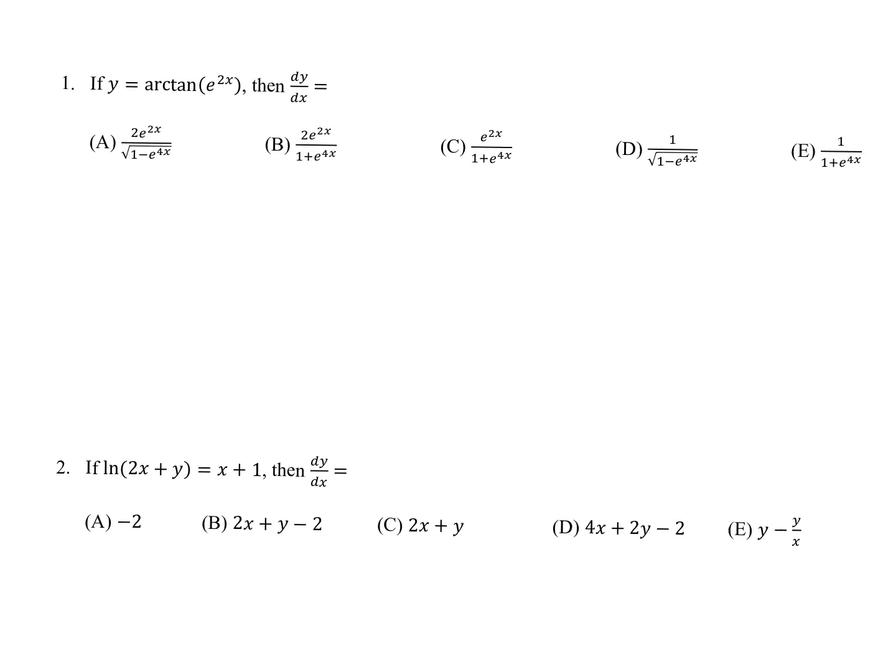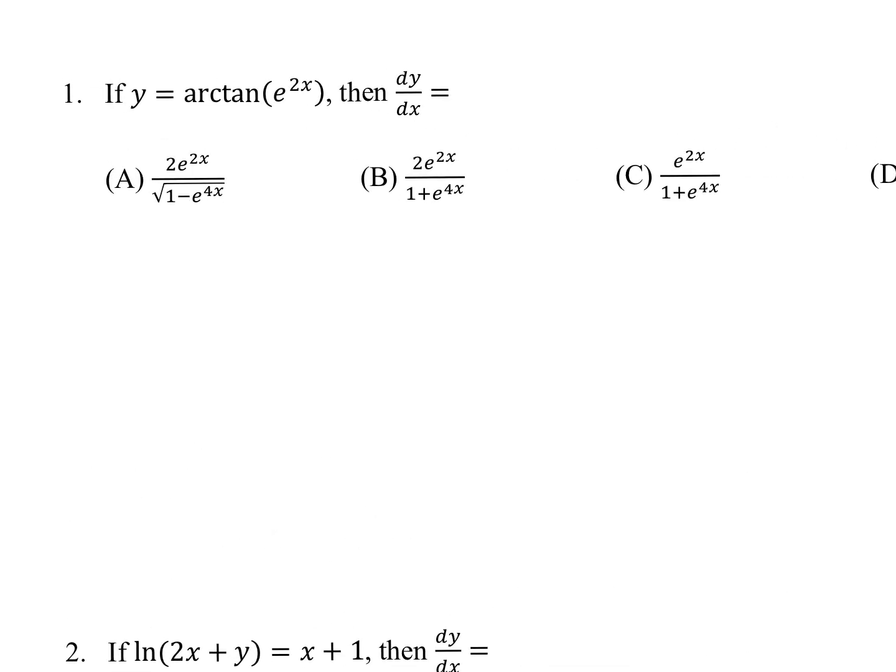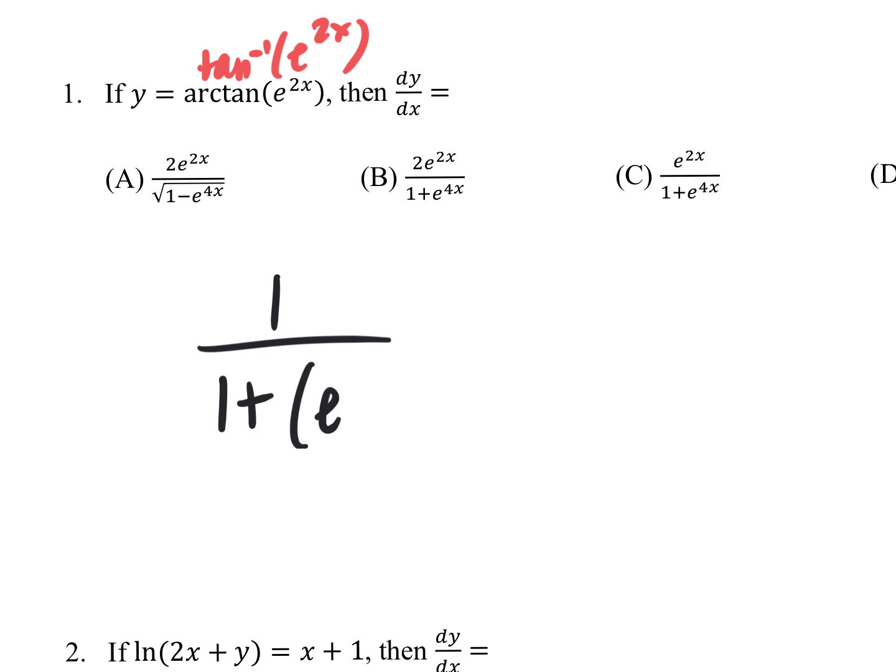Arctan is the same as inverse tan, and that's how I have them written up here. They're asking what's the derivative of it. Inverse tan is Mrs. Turner's favorite because there's no square roots and there's no minus signs. So I know it's going to be 1 over 1 plus the angle squared, times the derivative of the angle.